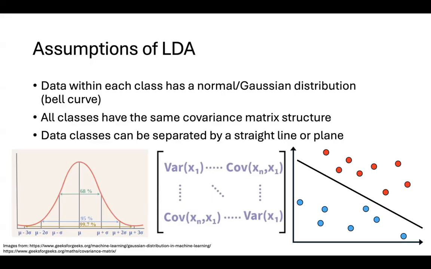So the covariance is the joint variability of two random variables, and covariance is present if two elements vary together. Having a similar covariance matrix structure means that there's the same number of rows and columns within the matrix. And finally, data classes must be able to be separated by a straight line or plane.